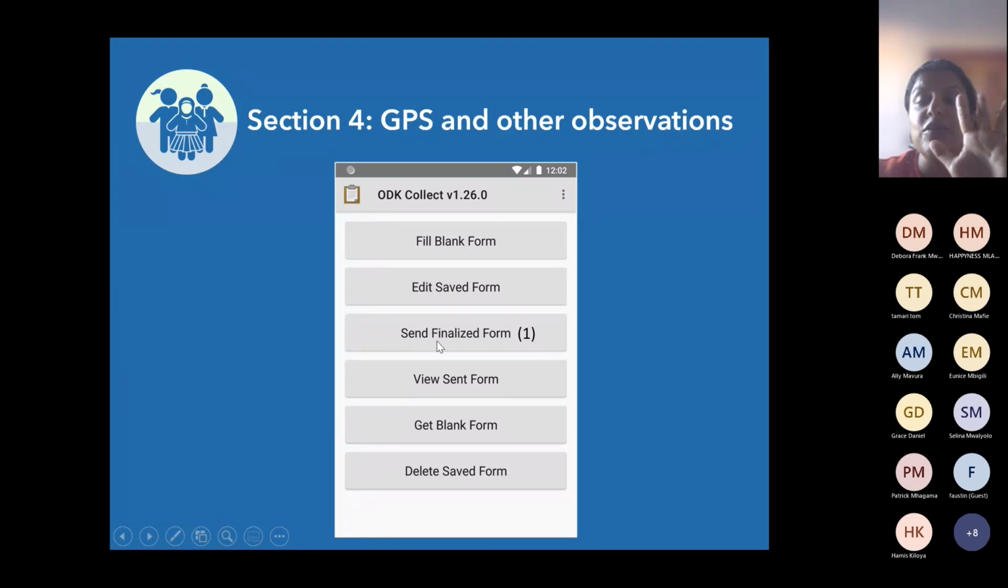As you can see, once you've completed a form, next to send finalized form there will be a number for one form completed. As you continue to do more and more, this will continue to increase. And that's it. That is the entirety of the girl roster questionnaire.